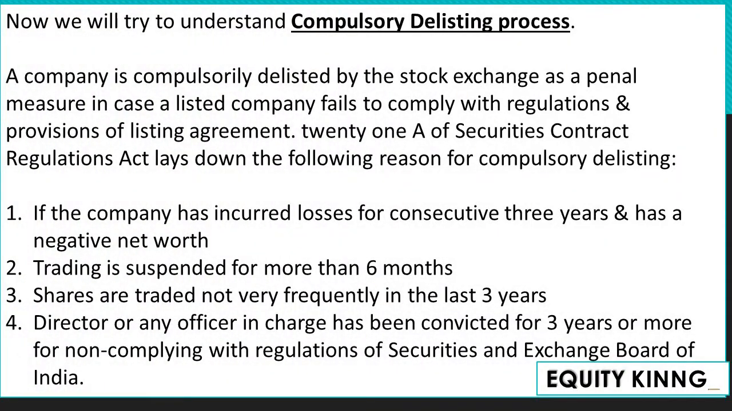Now we will try to understand the compulsory delisting process. A company is compulsorily delisted by the stock exchange as a penal measure in case a listed company fails to comply with regulations and provisions of the listing agreement. 21A of the Securities Contract Regulations Act lays down the following reasons for compulsory delisting.